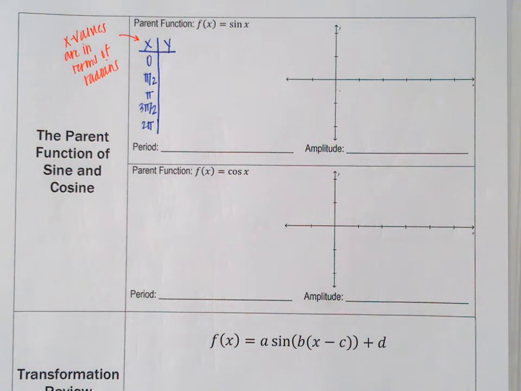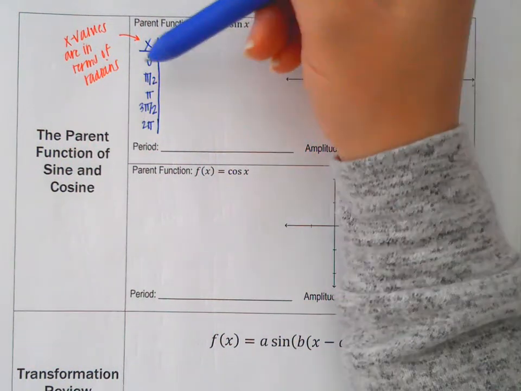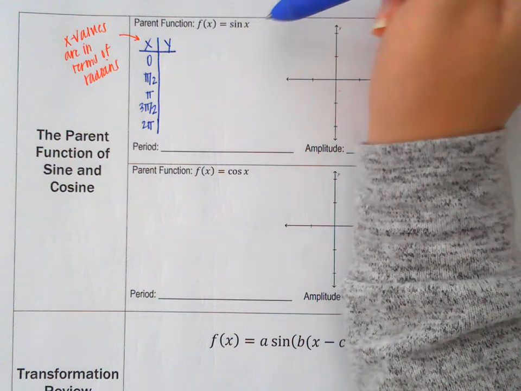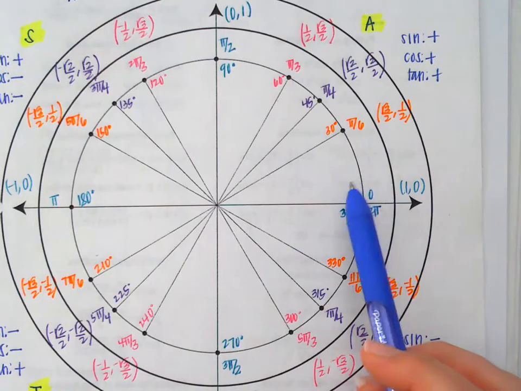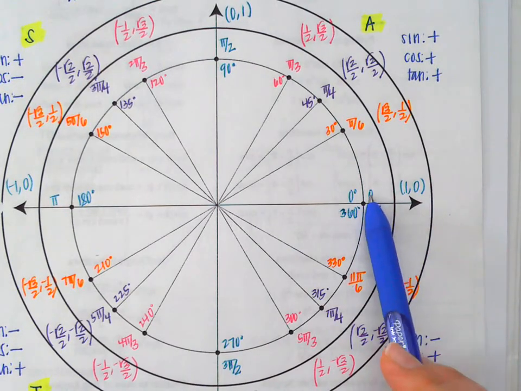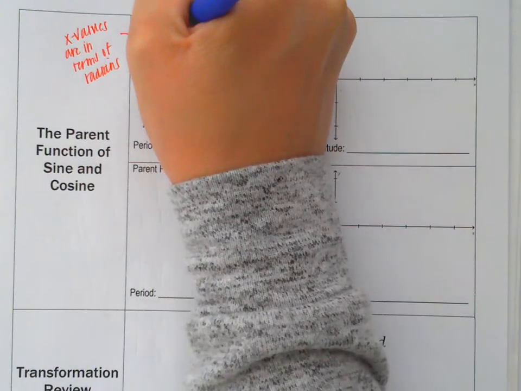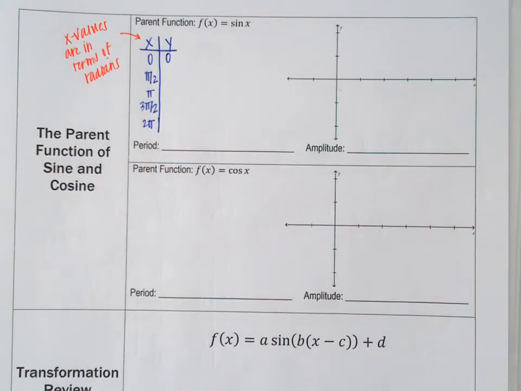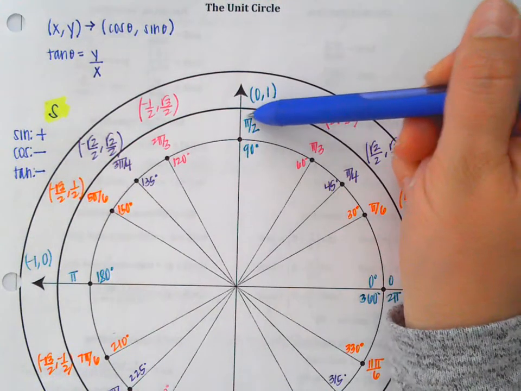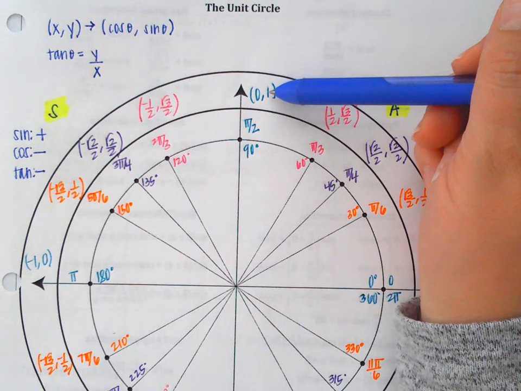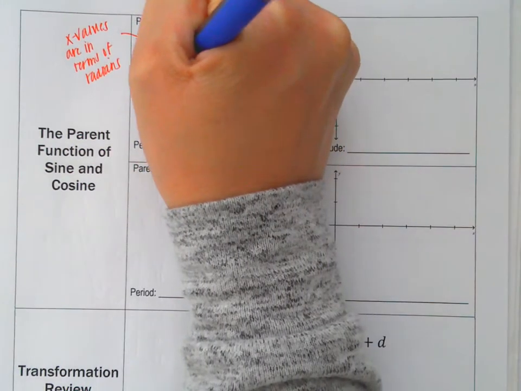Okay, so remember what's happening is we're plugging in 0 for x, so it would be the sine of 0. If we go to our unit circle, sine is my y value, so the sine of 0 is 0. Now let's look at pi over 2. What would be the sine of pi over 2? The sine of pi over 2 is my y value, which is 1.